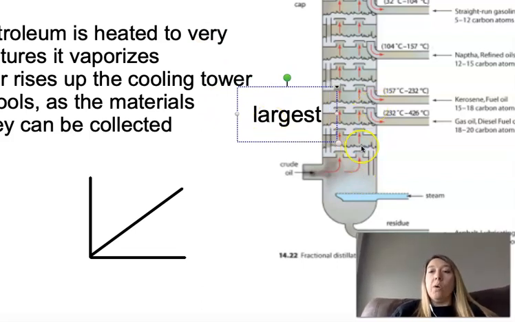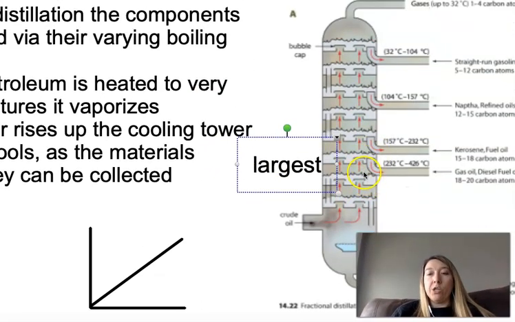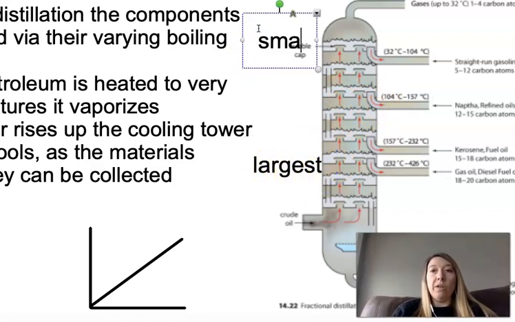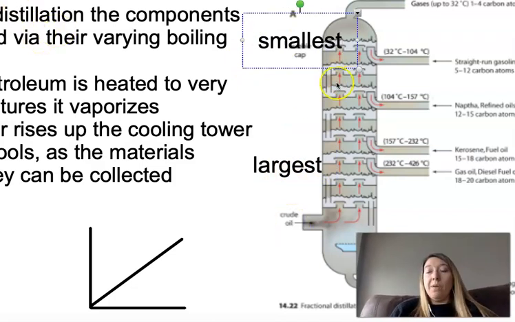Okay, as we go up the tower, the temperature is going to continue to drop. So our biggest molecules are going to condense down here, but the smaller ones are still going to be a gas at that temperature. So they're going to continue to rise up the tower until eventually they reach whatever temperature they condense at. So we find the largest molecules at the bottom, and we find the smallest molecules are going to be up at the top of that tower, okay? So we're able to separate them, right?